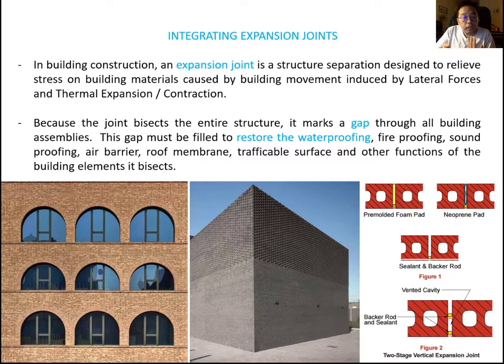You can see your building construction here. I can just read through; I think you'll better understand what an expansion joint is. In building construction, an expansion joint is a structural separation designed to relieve stress on the building material caused by building movement induced by lateral forces.